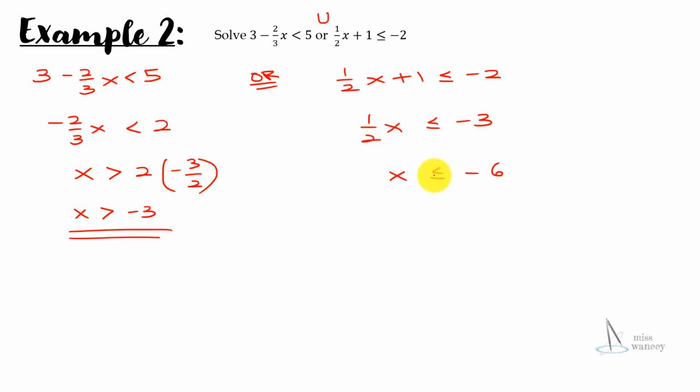So we don't have to flip the sign because we simply multiply with some positive number. This one we have to flip the sign because we are multiplying with some negative number.